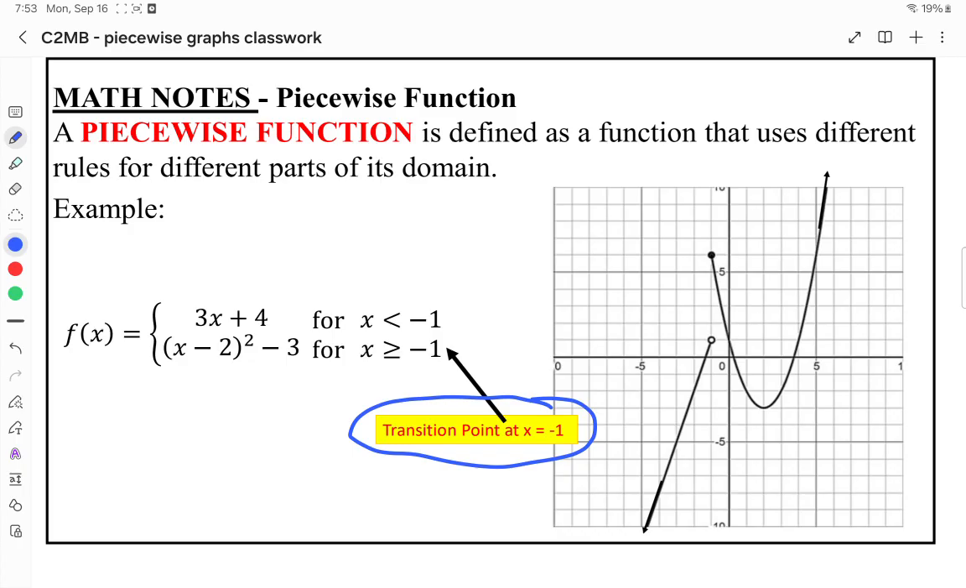In this case, this is a linear graph, 3x plus 4, when x is less than -1. That's this portion on the left. You see it ending in an open circle here. It's a quadratic, given by this equation here, when x is greater than or equal to -1. So we see a closed circle here, and then a quadratic graph, everything to the right of -1. All right, so that's the basics.